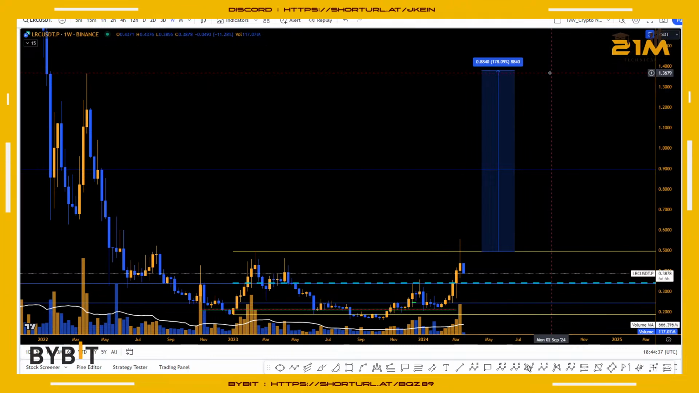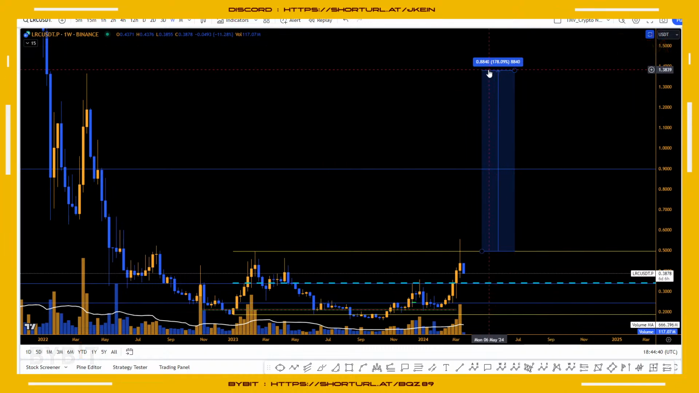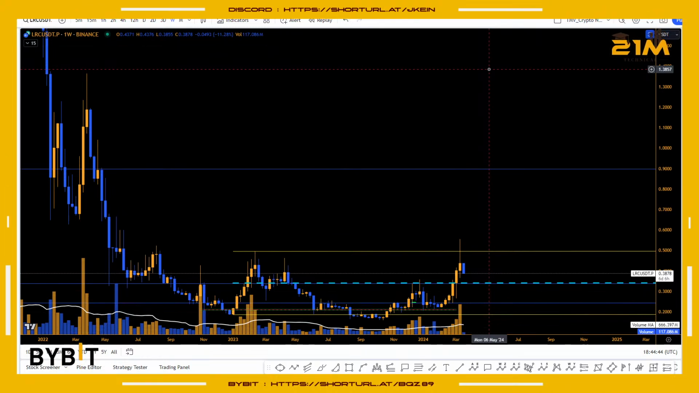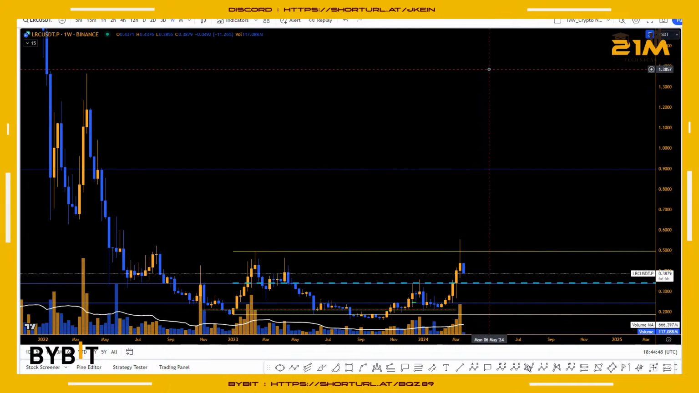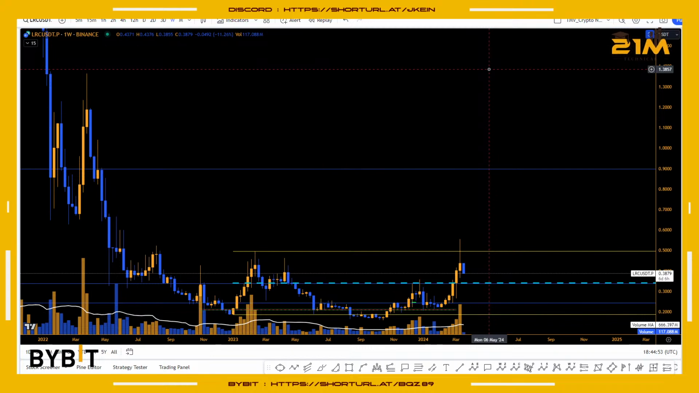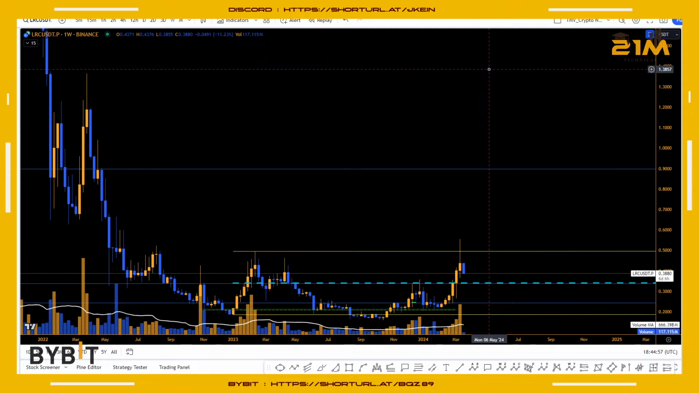Views on Atom, Sand, and Waves. Atom, I've already mentioned 11.5. If it doesn't hold, we go to 9.5 and maybe even 8. Waves, as I mentioned in the morning as well, we need to wait for it. Our invalidation for the trade is 3.335. So we wait for it. If it loses that, we're going to close it and accept our loss for one hour.